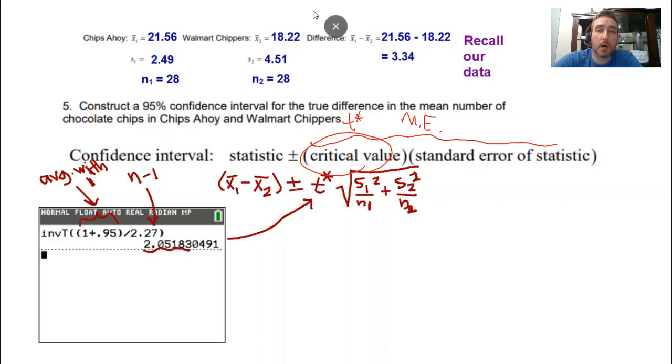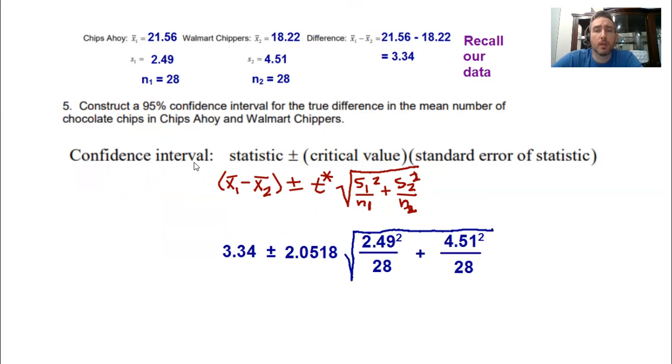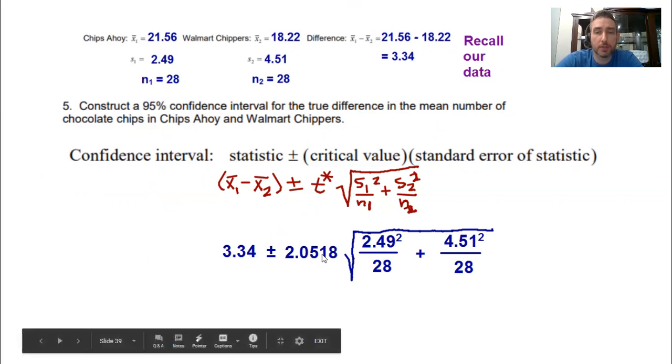Just go to second, vars, and then you can do inverse t. Average that 0.95 with 1, and put 27 for your degrees of freedom. And you get about 2.0518. So all of that can be plugged in: 3.34 plus or minus 2.0518 times the square root of 2.49 squared over 28 plus 4.51 squared over 28.